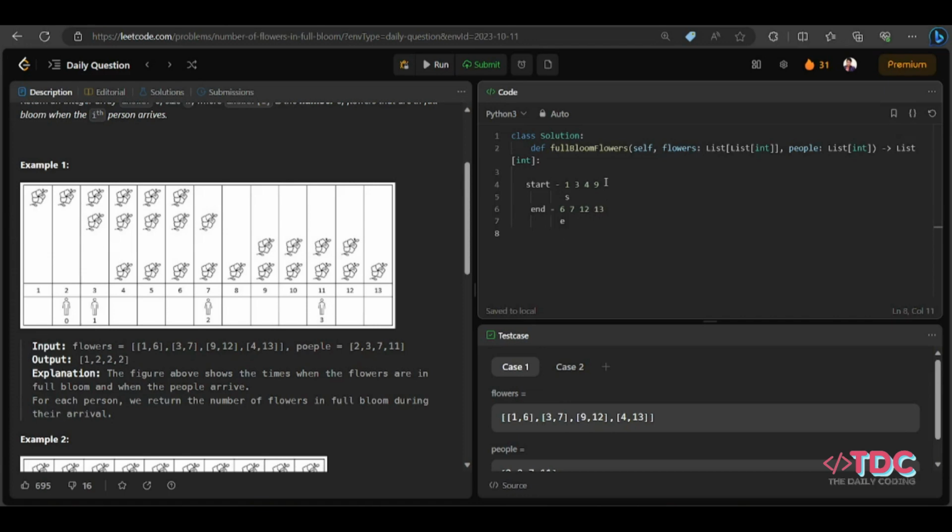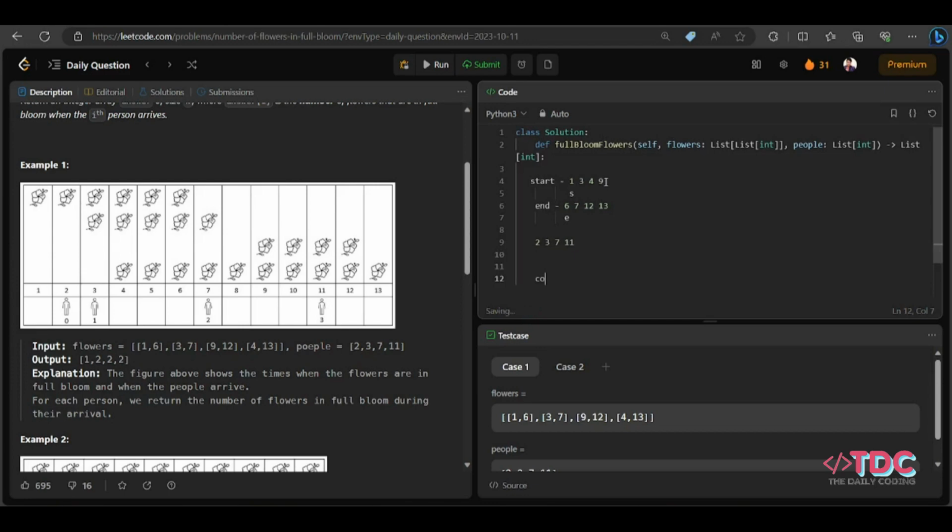Now I will check for 2, 3, 7 and 11, and I have a counter, right? And I have a counter equal to 0 right now. Now I will check like that.